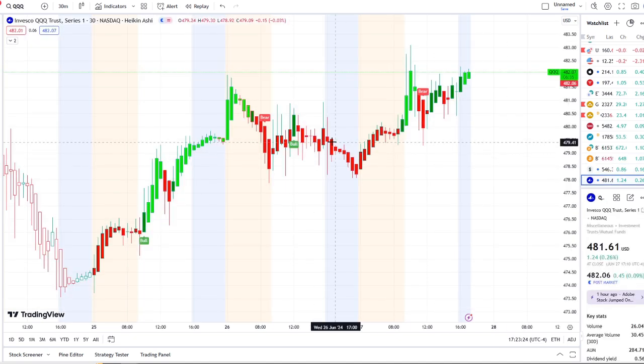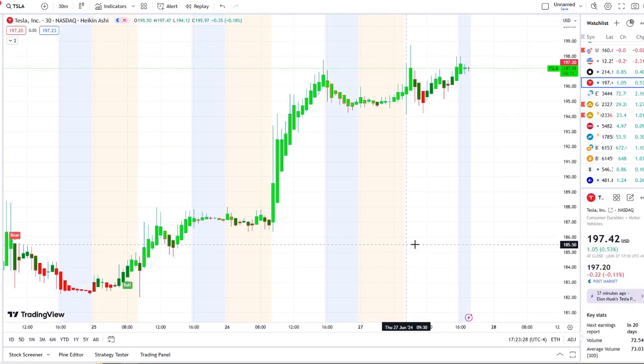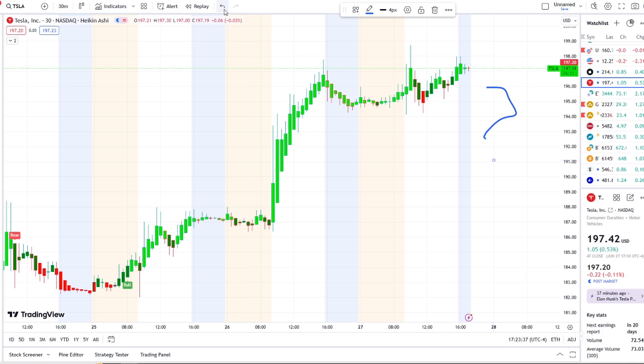We also have the QQQ under a bull indicator since yesterday at 479. You have Tesla here with full strength since Tuesday back at 183, and it's trying to head towards 200. The question mark is, will it break it? Lots of eyes here at these key resistance levels. I look forward to seeing your comments down below if you think Tesla will break 200.